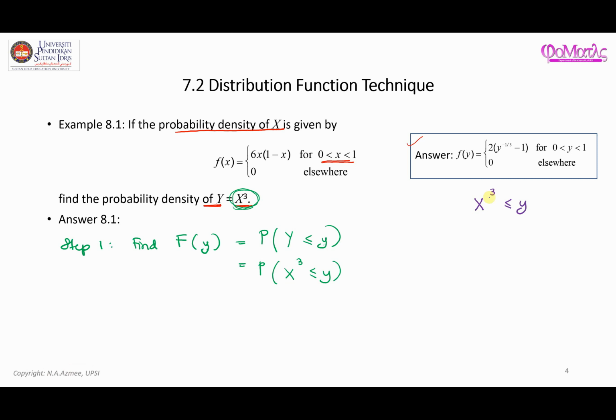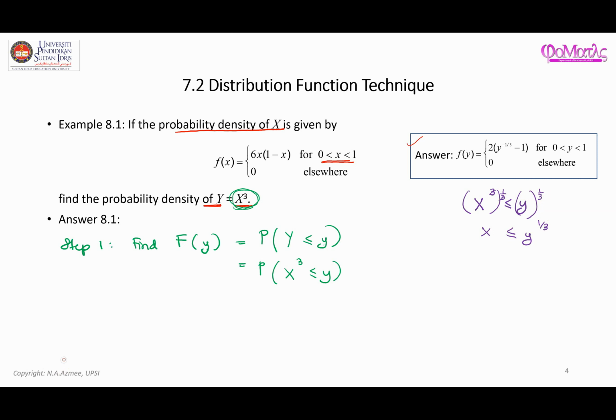Therefore, how do we get rid of 3 here on the top? We can get rid of it if we introduce the exponent 1 over 3. And on this side also, you have to do the same thing, exponent 1 over 3. By doing that, you can get rid of 3 and 3. So here we've got x is less than y to the 1 over 3. So this is the cube root.